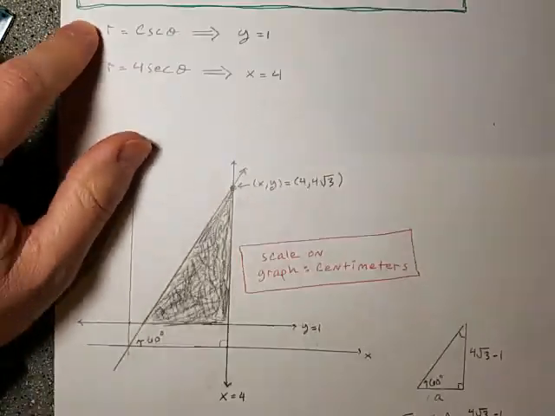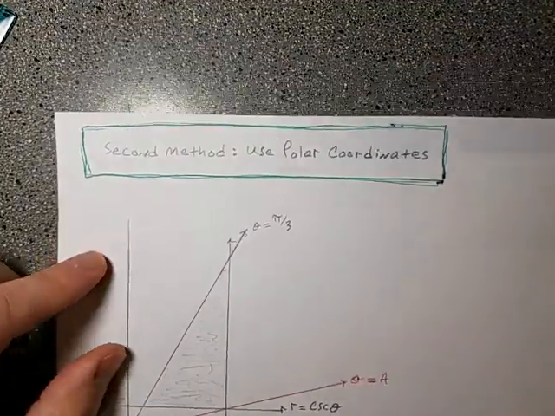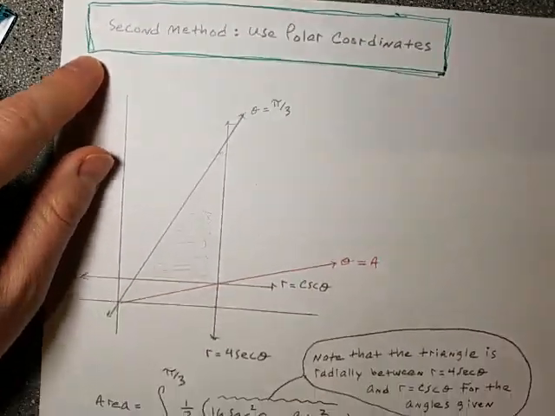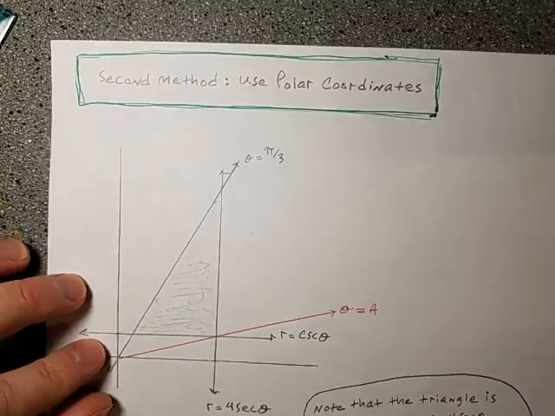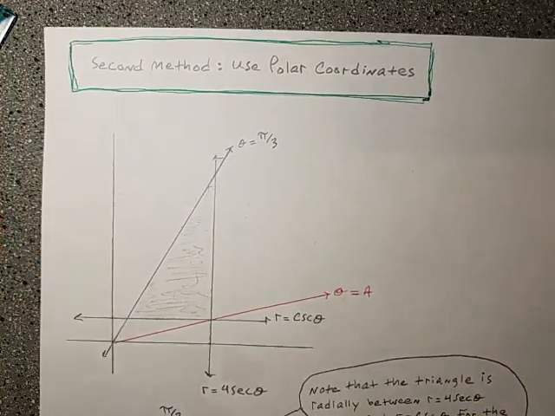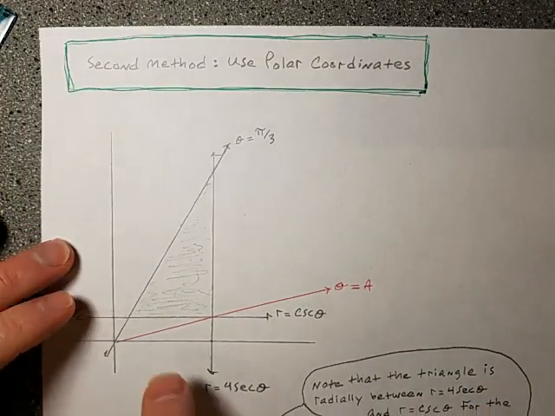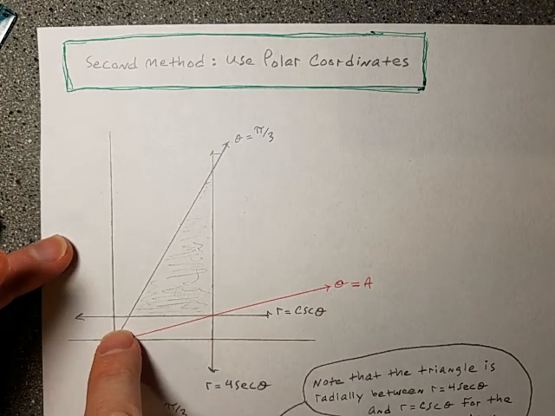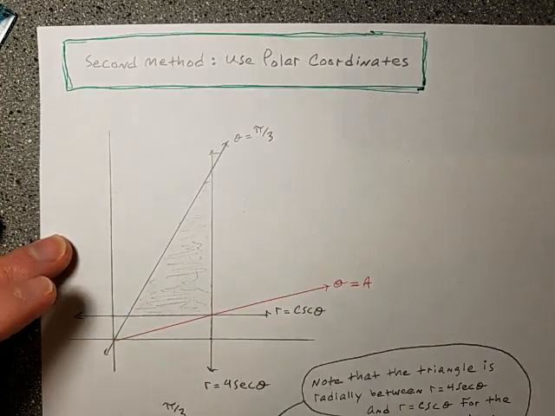Okay, so that's how you do it in rectangular coordinates. Let's talk about using polar coordinates. So that'll be my second method. I went ahead and resketched it, and you have the same picture here. The scale is still in centimeters. This is 4 centimeters over, 1 centimeter over, but I left everything in polar coordinates.